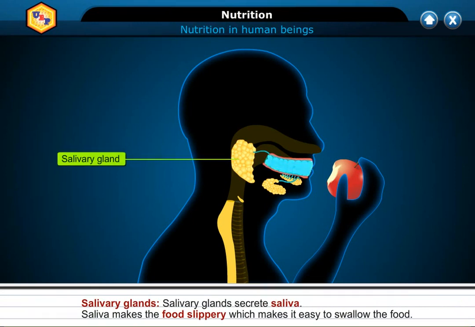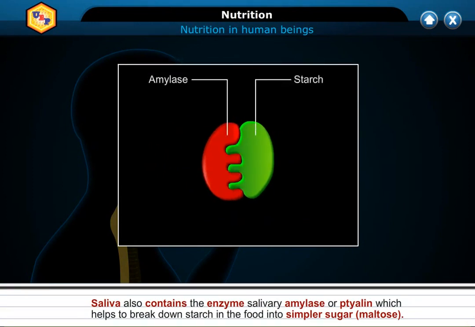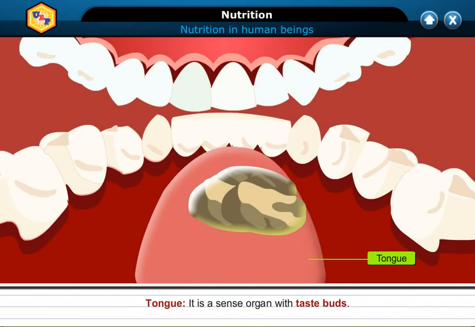Salivary glands. Salivary glands secrete saliva. Saliva makes the food slippery, which makes it easy to swallow the food. Saliva also contains the enzyme salivary amylase or ptyalin, which helps to break down starch in the food into simpler sugar or maltose. Tongue. It is a sense organ with taste buds.